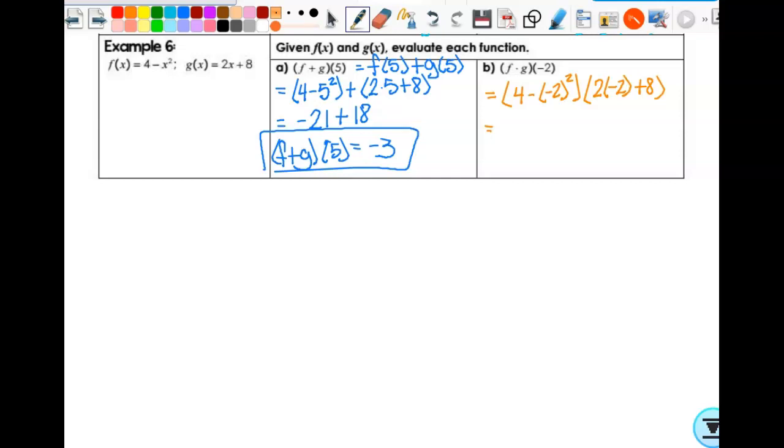What's negative 2 squared? 4. So this becomes a positive 4. Then I make it negative. So I get 4 minus 4. What's that? 0. So once I get 0, does it even matter what's in the next set of parentheses? Nope. So f times g of negative 2 is equal to 0. I mean, you could find it if you want. You just don't need to.